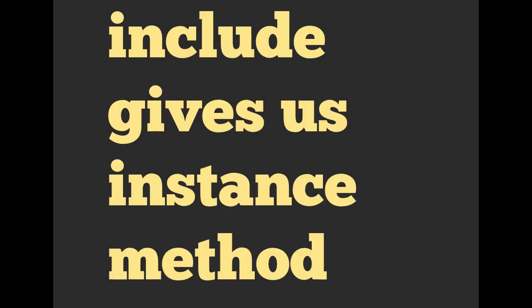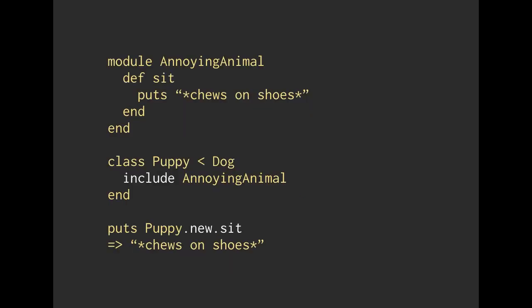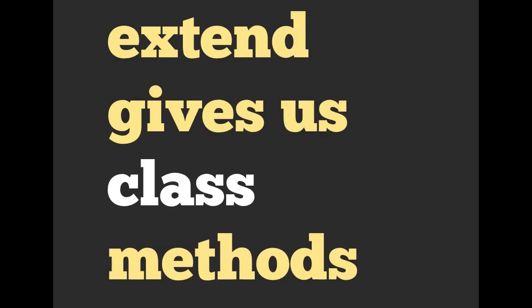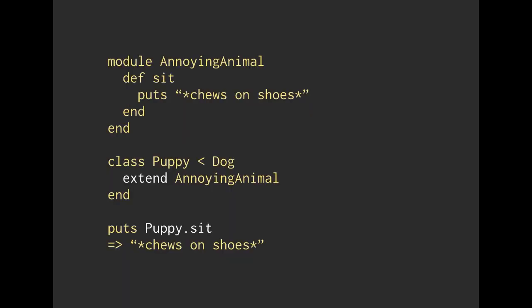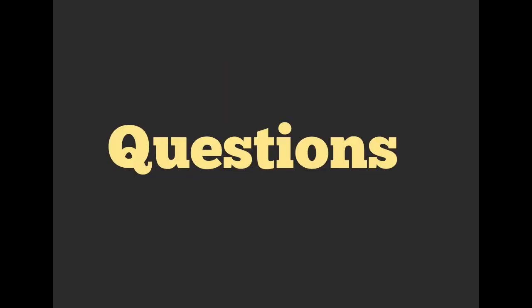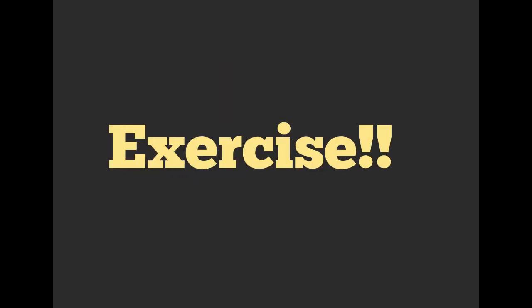So include, I mentioned, is going to give us an instance method. And here we go. This is the example that I gave. If we want to use class methods, and we talked about the difference between instance and class methods previously, we can use extend. So that is what we are going to use to get those class methods. So we extend annoying animal. Instead of calling puppy.new.sit, we can just directly call puppy.sit. And that is a class level method on the puppy class. Perfect.